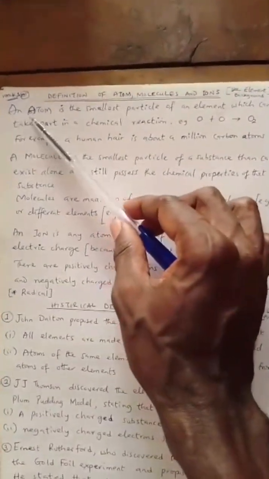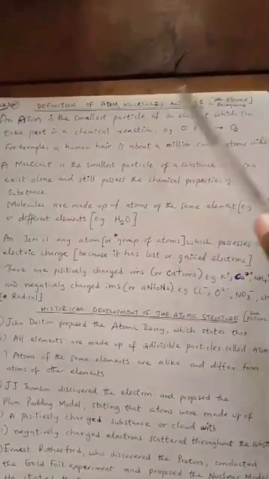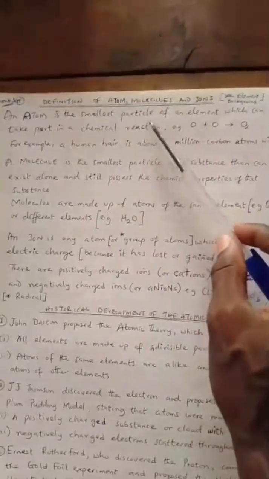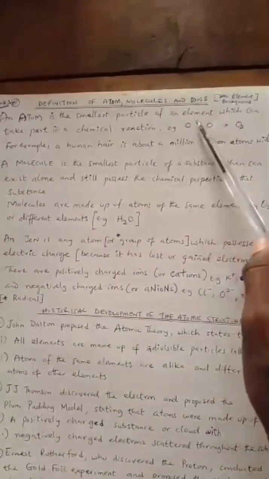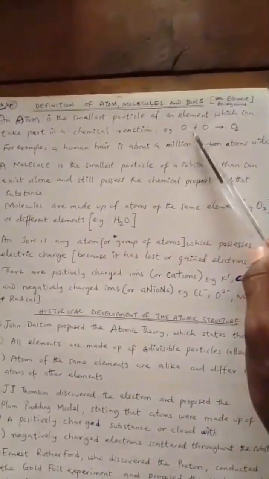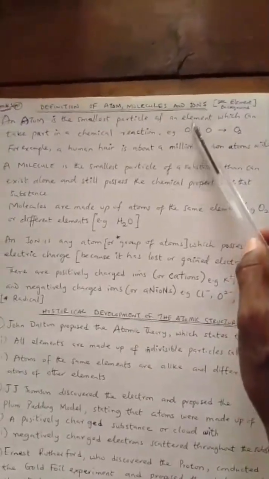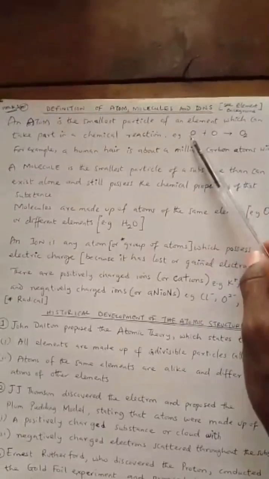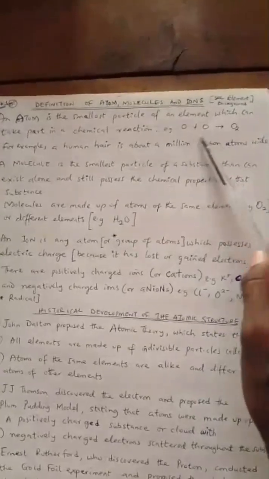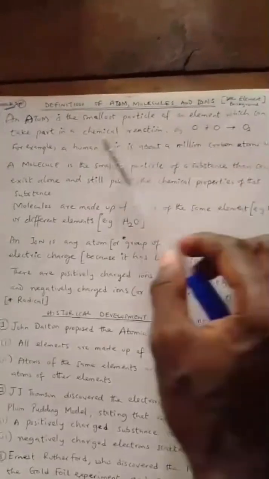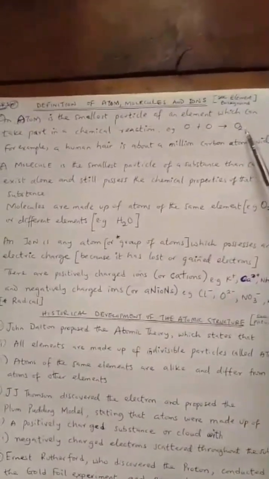Now, let's break it down. An atom. What's an atom? An atom is the smallest particle of an element. You've seen your elements, aluminium, copper, and coal. So the smallest particle of that element, which can take part in a chemical reaction. Example, oxygen. So this is an oxygen atom. This is the smallest part. You can't have anything smaller than this, except you're talking about nuclear chemistry, okay? So this is the smallest particle of the oxygen element. It can take part in a chemical reaction to give you an oxygen molecule, all right?